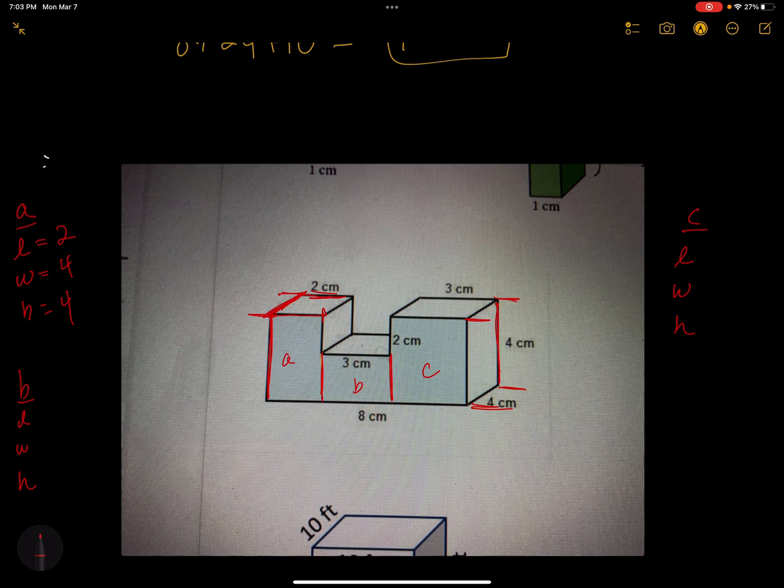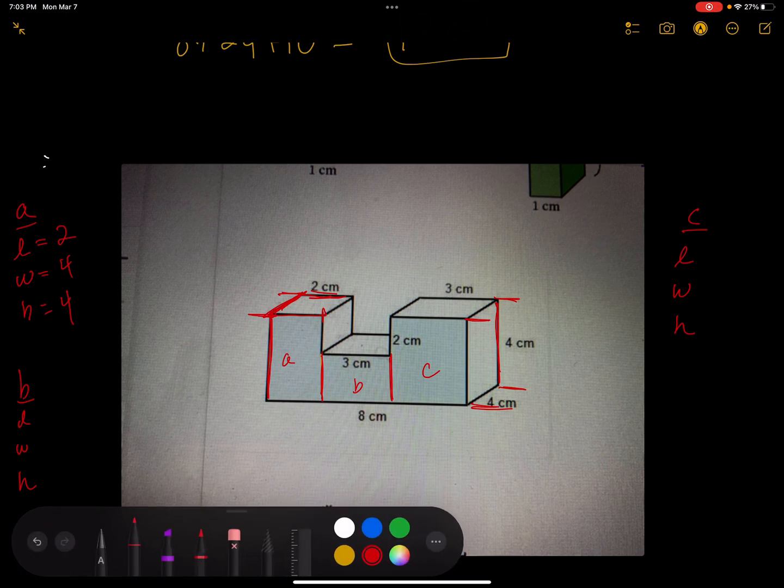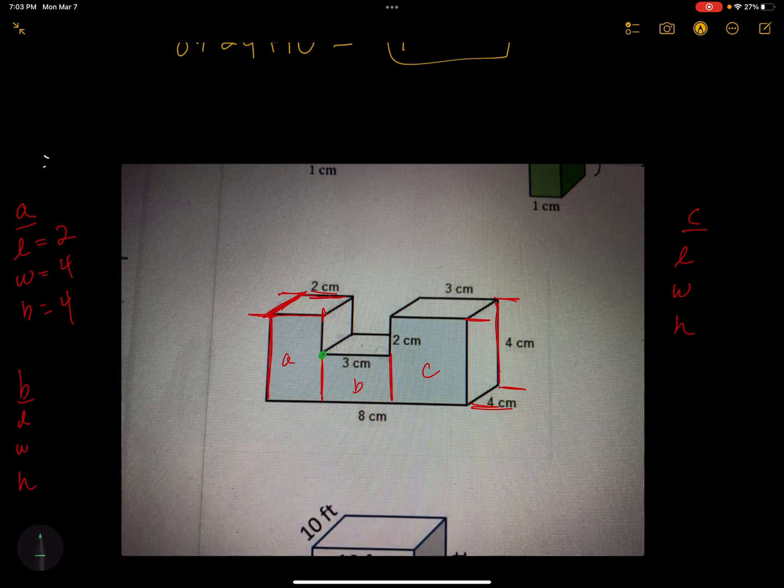All right, let's go to B. Let's pick a spot. I'm going to change my color a little bit. We'll go to green. So let's pick a spot that's got 3 points. Okay, left and right. Do I know this left and right? Yes, I do. It's 3. It already says it right there.